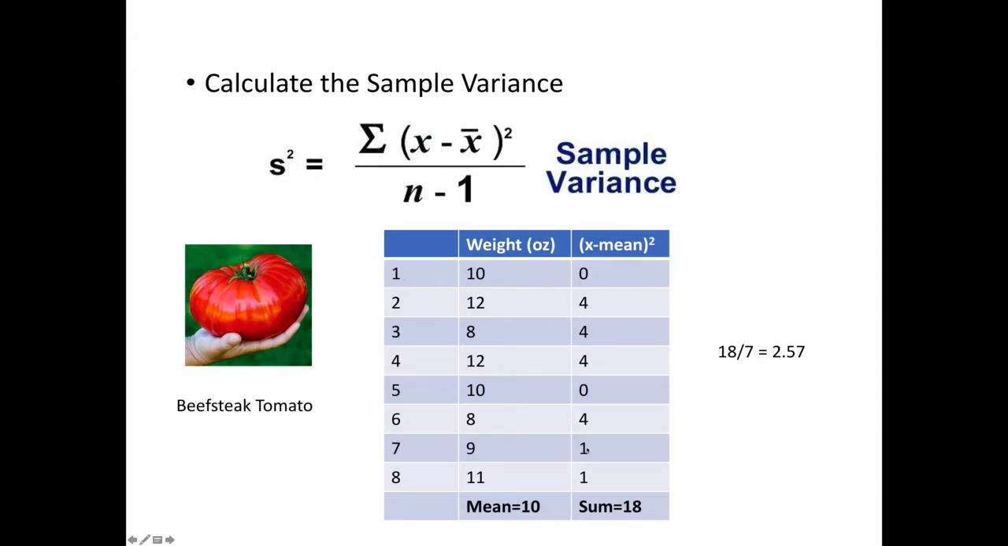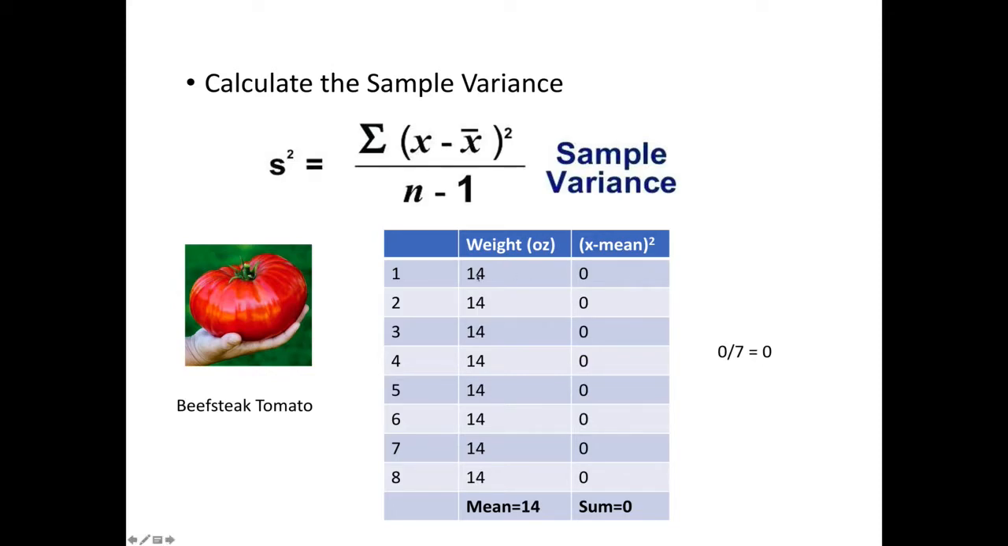Here you have 9, so you get 9 minus 10, which is negative 1, squared is 1. Anyway, you sum it all up, you get 18, and then you divide by n minus 1. In this particular case, there are 8 tomatoes, so that's 7. So 18 divided by 7, the sample variance is 2.57. Okay, now what is a sample variance here?